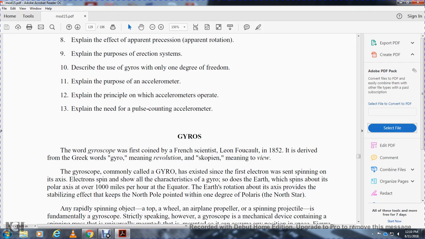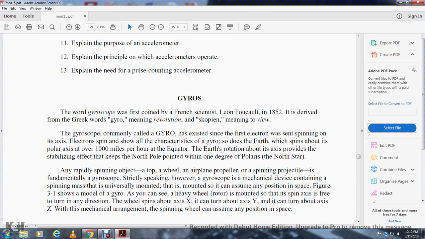So the Earth spins about its polar axis at about 1,000 miles per hour at the equator. The Earth's rotation about its axis provides a stabilizing effect, with the North Pole pointing to within about 1 degree of Polaris, the North Star. Rapidly spinning objects, like the top, the wheel, the aeroplane propeller, and the spinning projectile, demonstrate the fundamental of the gyroscope.